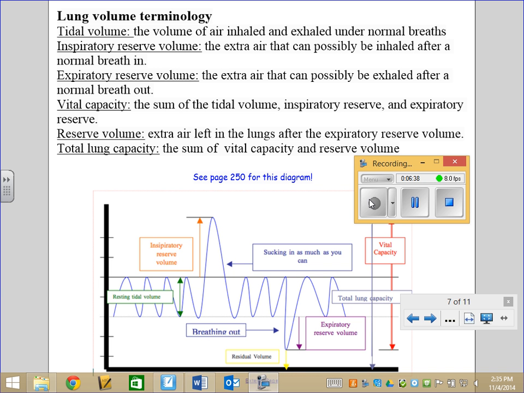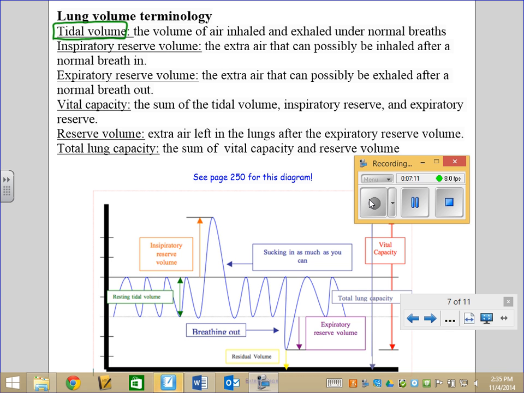So in your textbook, page 250 has a diagram that shows this same idea. It's not identical to this, but it's the same basic principle. The way that you would get these volumes is by hooking yourself up to a machine called a spirograph. And it would give you this printout showing how much air came in and out of your lungs every time you breathe. So the first terminology word is tidal volume.